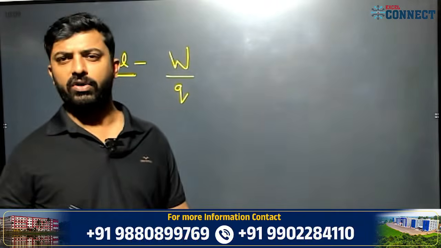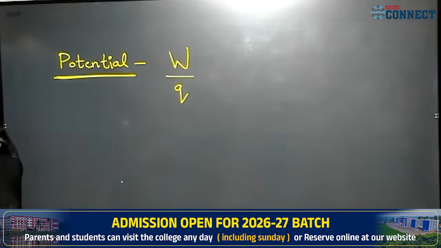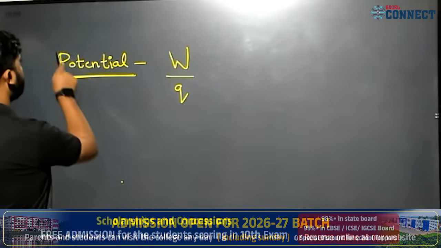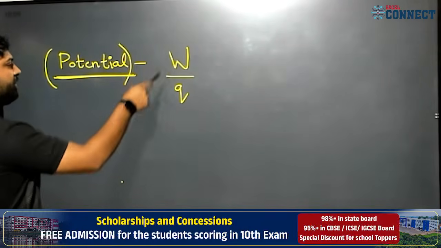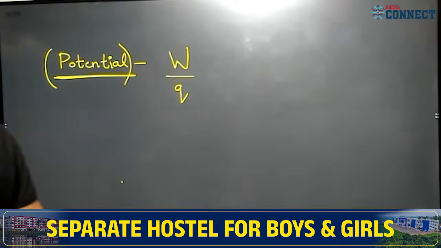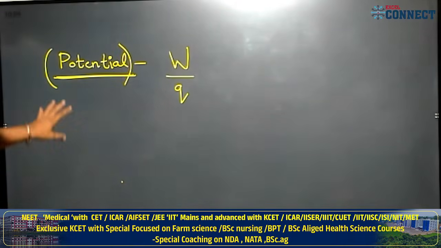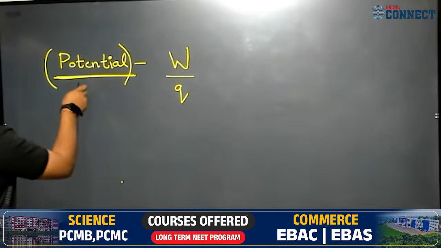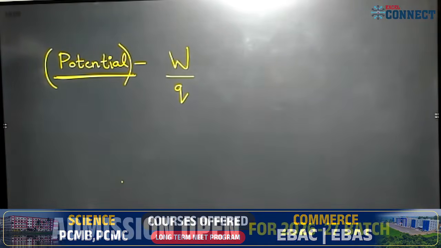V is equal to IR also works, but that is potential difference. We are talking about potential. This is work done per unit charge, right? Using this, we will try to derive the dimensional formula. Let us see the dimensional formula of potential.